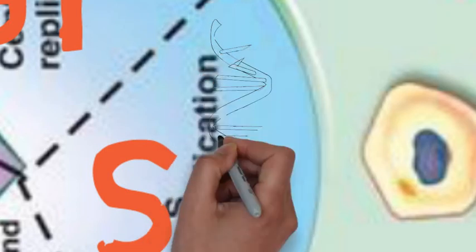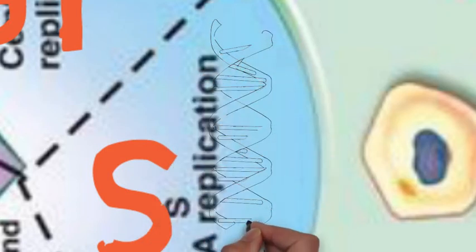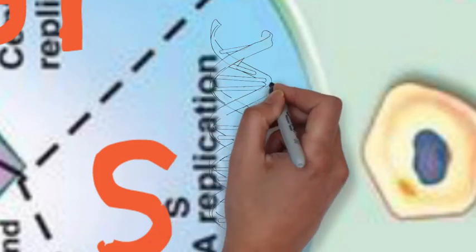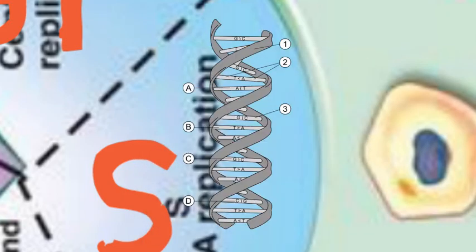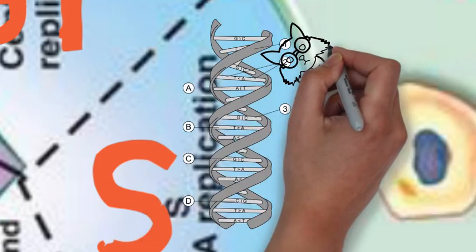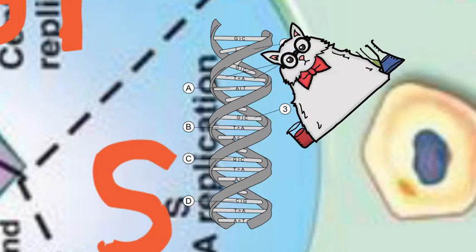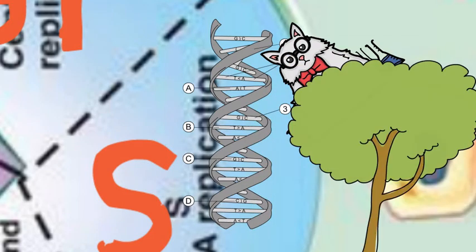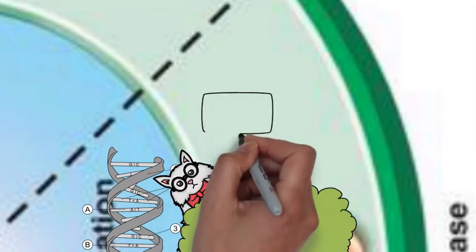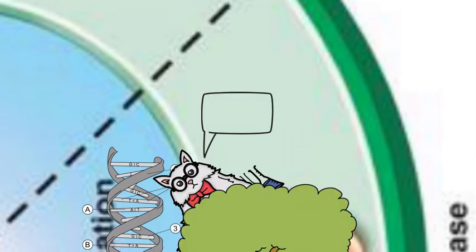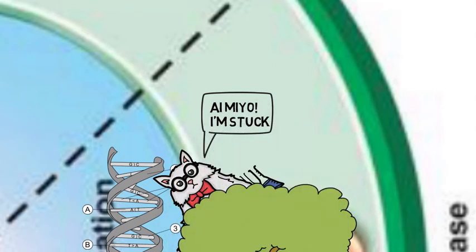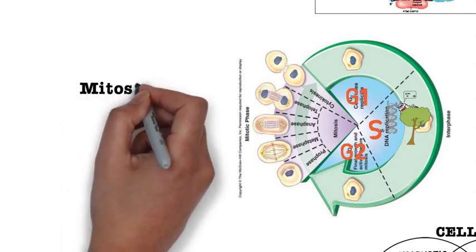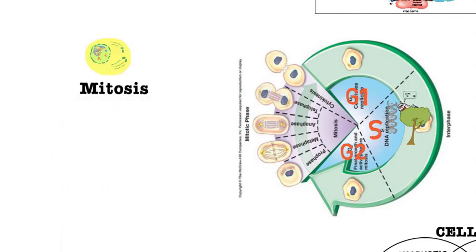Now, S phase, this is where DNA replication happens, right? We have our double-stranded double helix here with our nucleotides and our nitrogenous bases. We see that sugar phosphate backbone. And remember, these nitrogenous bases go together in a certain way: C's and G's and A's and T's. We can remember that cat is stuck in a tree. Cat in Spanish is gato, and tree in Spanish is arbol. Tree, T-A, arbol; cat, C-G, gato.